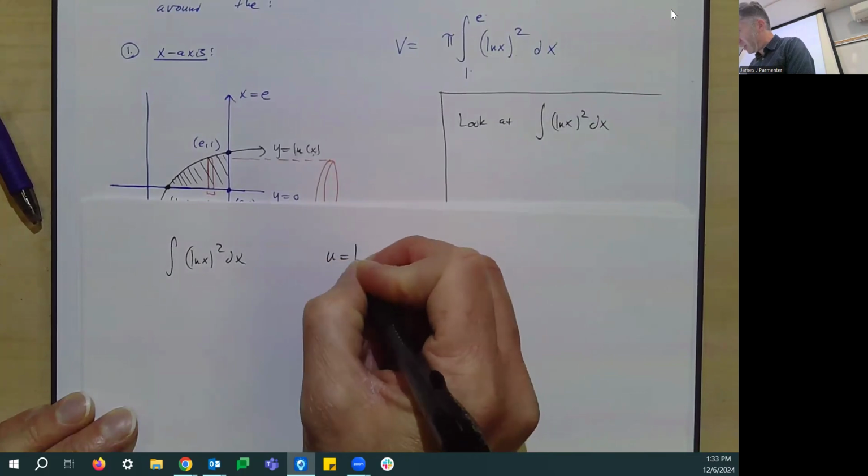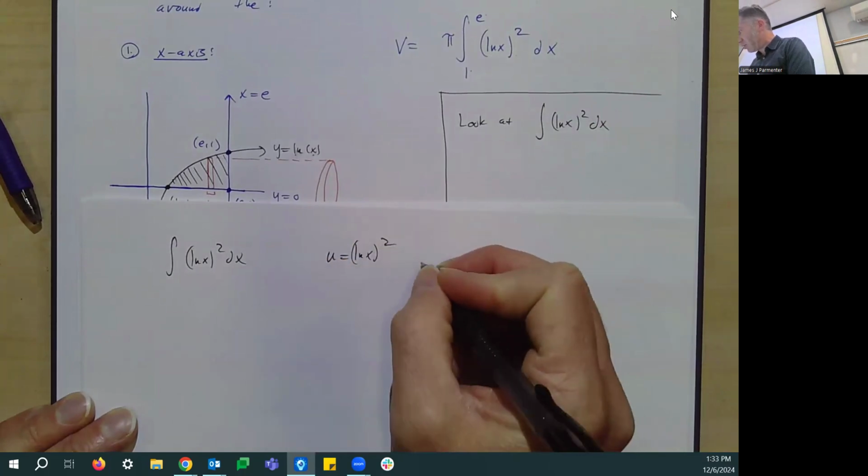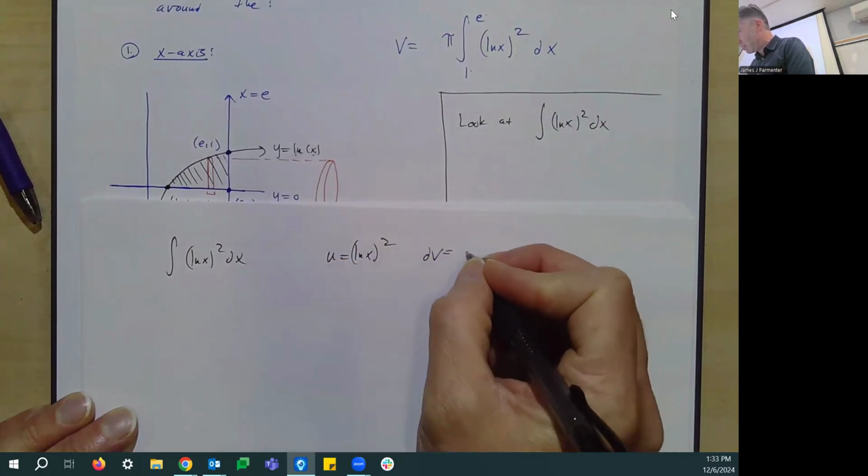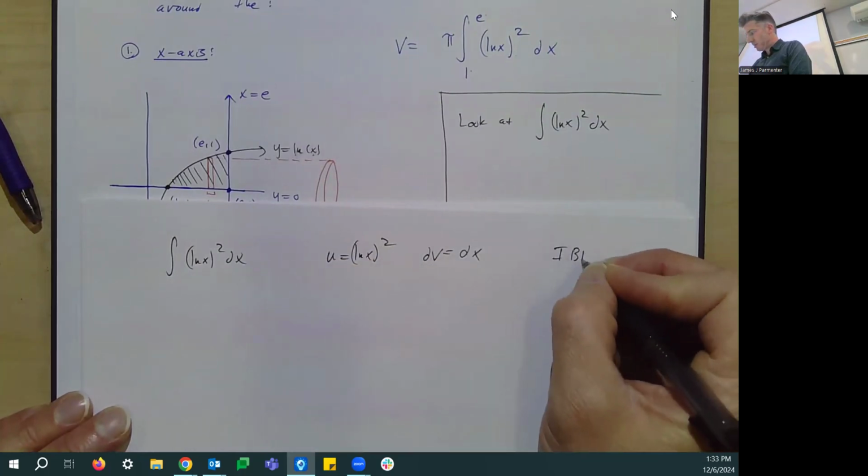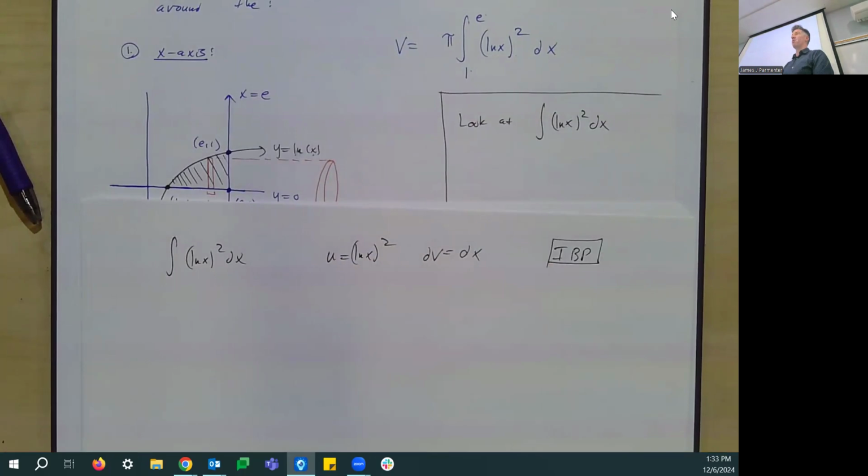So you're going to let u equal the natural log of x squared. Your dv is going to be dx. All right, this is integration by parts, in case I hadn't said it. It's one of those weird ones where your u is everything and your dv is just dx. There's not a lot of those. Natural log of x and arctangent of x are kind of the only ones we really see that fit the bill, where you let u equal the entire integrand and dv is just the dx part.